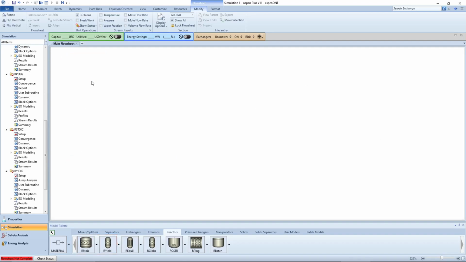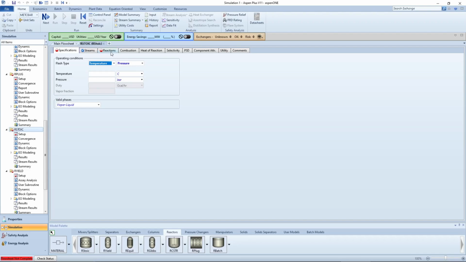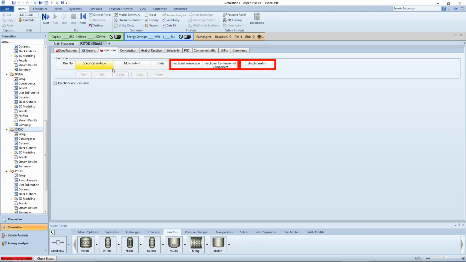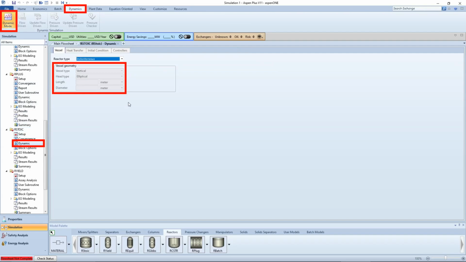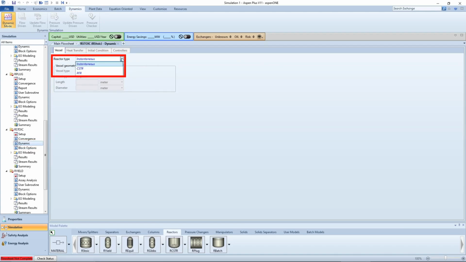The R-Stoic model can simulate a reaction by specifying the reaction stoichiometry and reaction extent. Reaction dynamics may also be roughly modeled by turning on dynamic mode, going to the dynamic subitem in the menu tree, and specifying the reactor geometry. Otherwise, R-Stoic will default to instantaneous reaction for steady state modeling. Note that R-Stoic provides a rough model of the CSTR and plug flow reactor types.